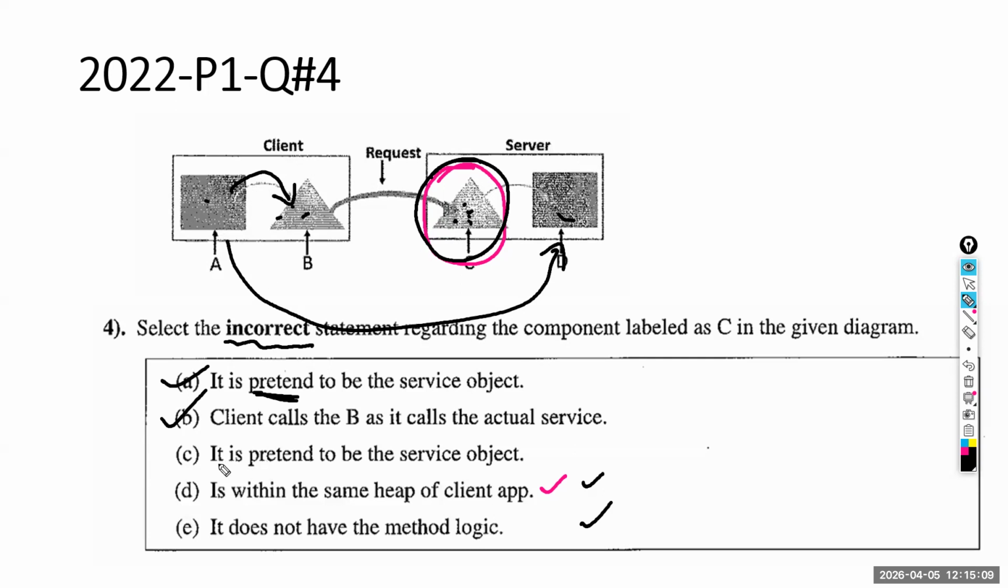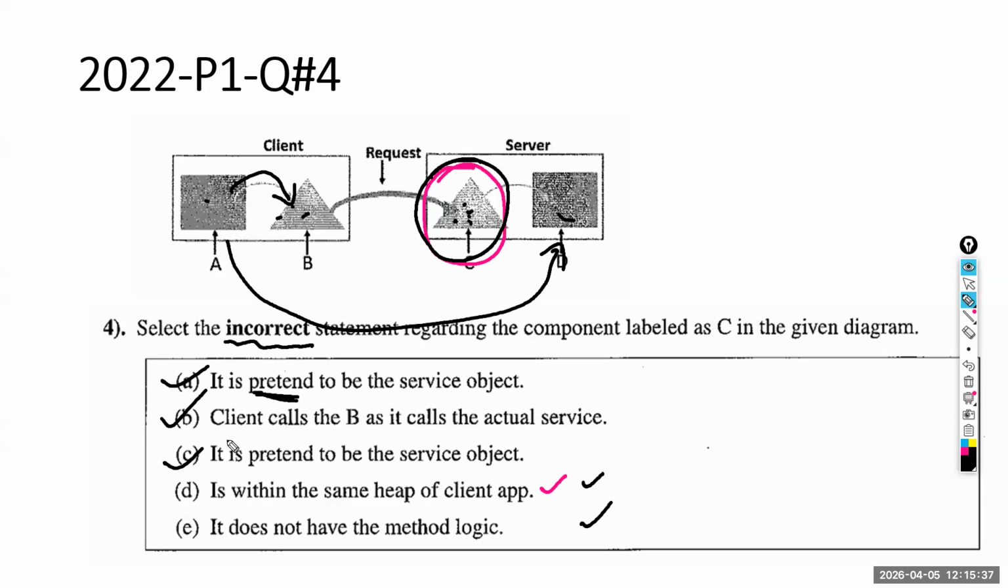C. It is pretended to be the service object. Correct, right? Because this is your actual service. Yes. So C, pretend to be the service object. That is also correct for me.